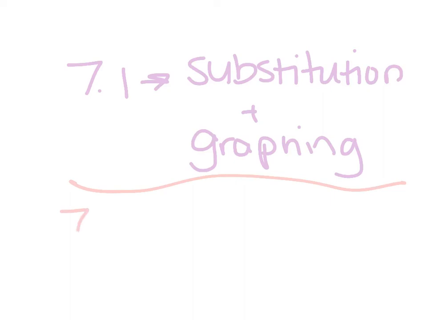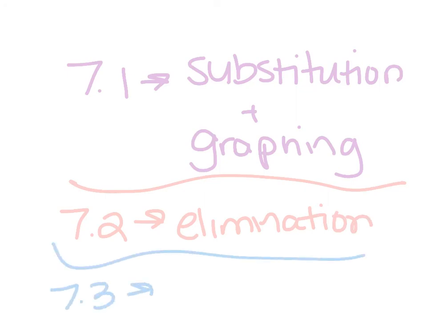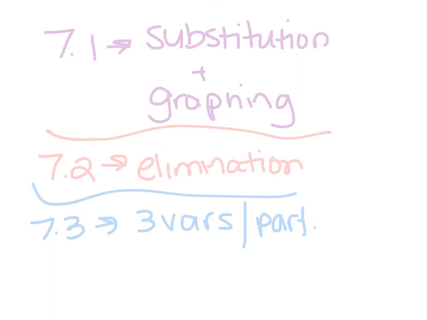So that's 7-1, and then 7.2 was elimination. And 7.3 is your 3 variables and your partial fractions. There were word problems in both 7.1 and 7.2. So like we're talking break even, equilibrium point. We did ones with perimeter, interest problems. We did ones where you had ticket sales or calories in a burger, all that kind of stuff where you had to set up a system and then solve it.